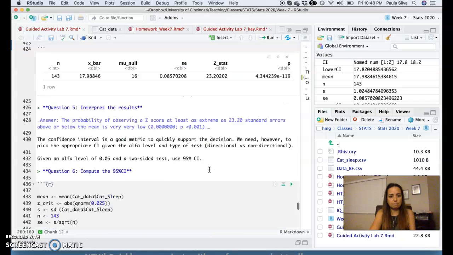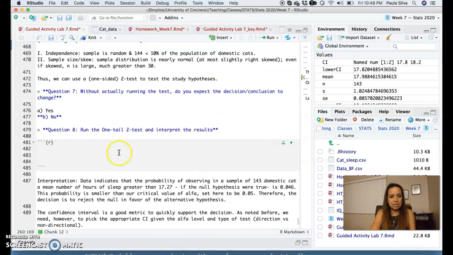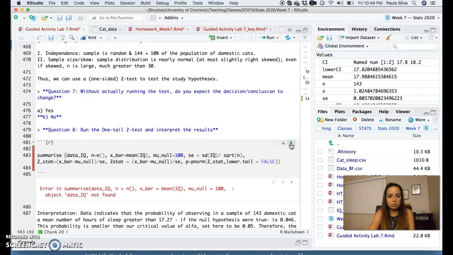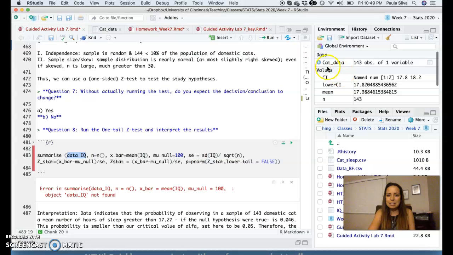Let's go there and put the test there. Oh, sorry. Let's change things around. So here we need cat data. I forgot to adjust. Here we need cat sleep.